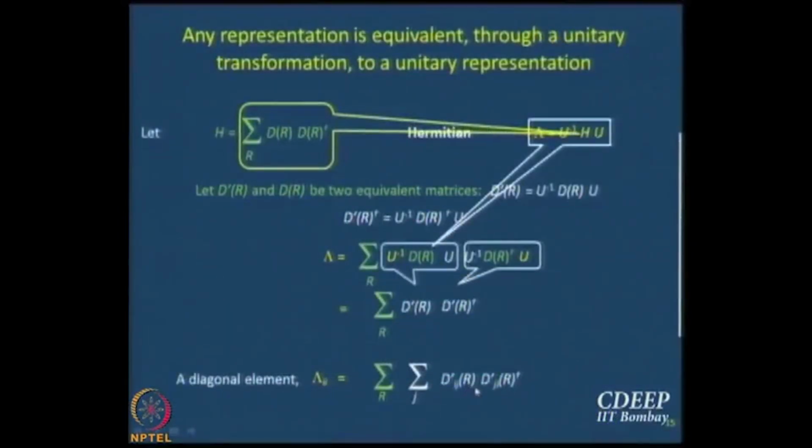Okay. So are we all okay with this notation? Sum over j dji prime r multiplied by dji prime r dagger. Okay with this?